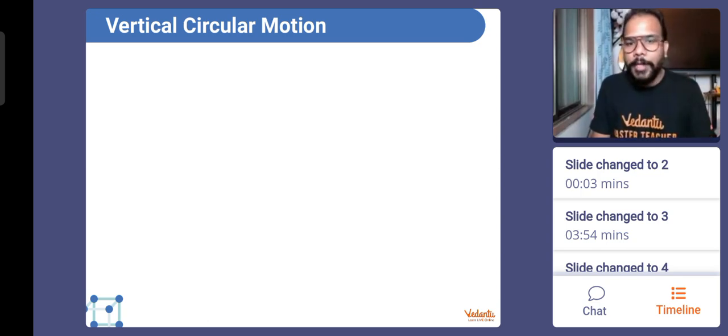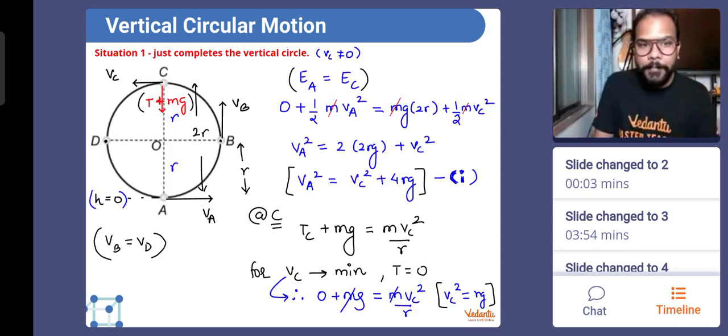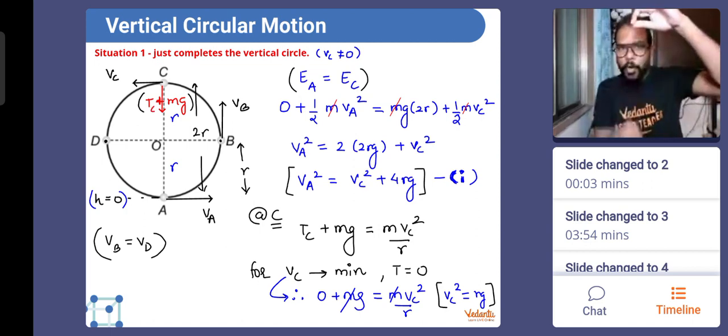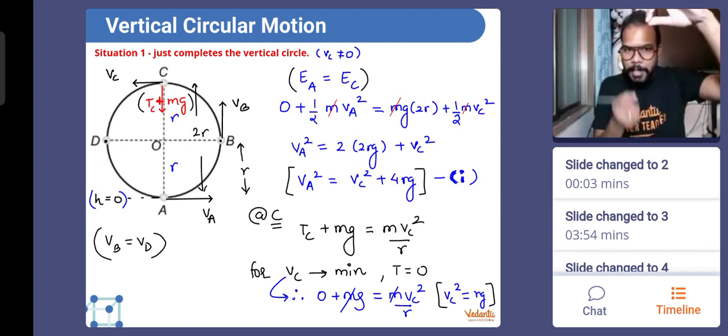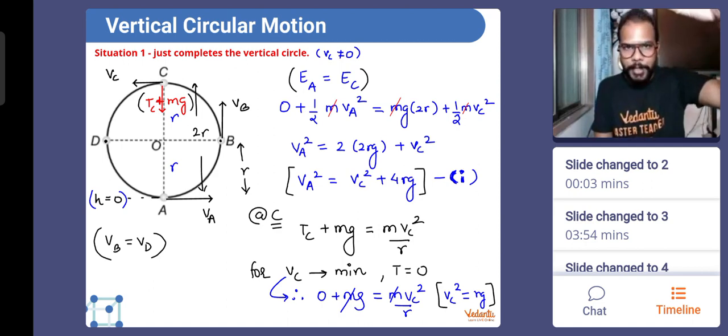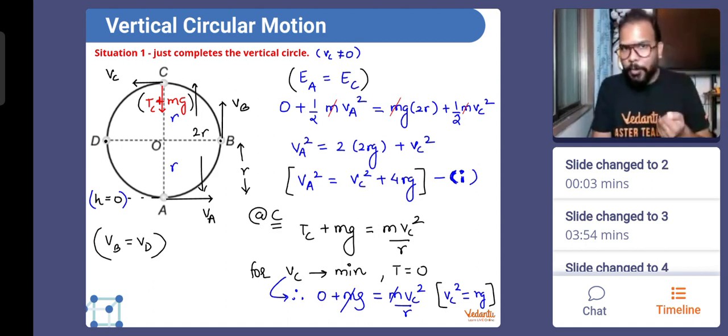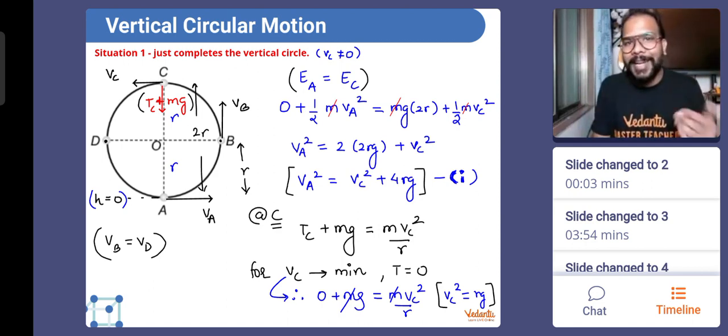So at C, when I write the equation of centripetal force, look at the diagram and look at the forces acting on the body at C. Tension is acting downward in the string, because C and O are connected by the string, and O is the center. So OC is the length of the string, and there tension is acting, trying to pull the body. mg is acting downward. Both the forces are acting downward, towards the center of the circle. That's why tension plus mg is equal to the centripetal force, mvc square by r.